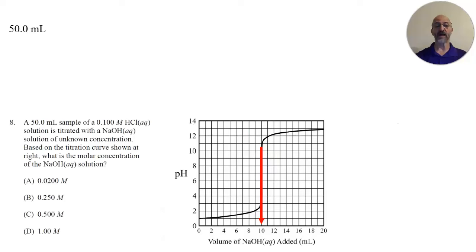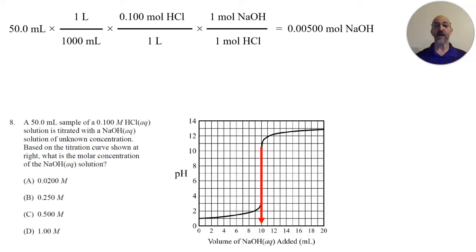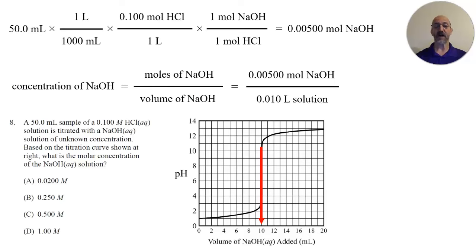I will show you that one more time. So I'm starting with the volume of the HCl, which is 50 milliliters. Divide by 1,000 to go from milliliters to liters, multiply by the molarity to go from liters to moles, so that's 0.100 moles of HCl per liter. Then, based on the stoichiometry and the 1-to-1 mole ratio between HCl and NaOH, and then recognizing that that number of moles of sodium hydroxide would be dissolved in a total volume based on the rapid change in pH, that's 10 milliliters. So that's 10 milliliters of the sodium hydroxide solution that was used to reach the equivalence point.